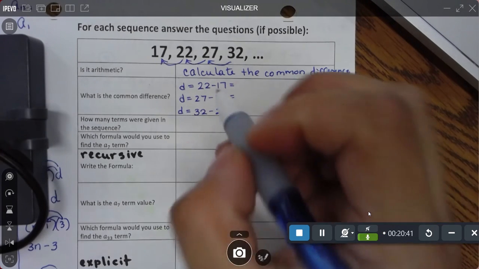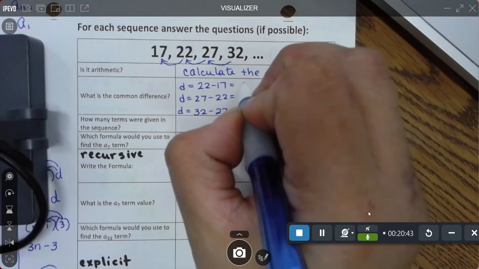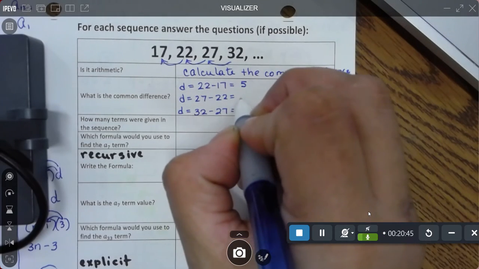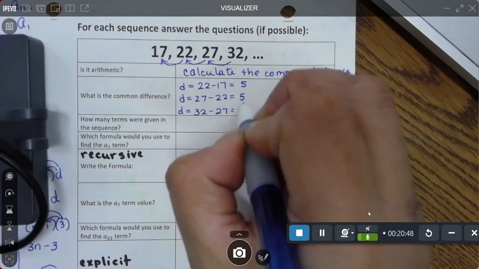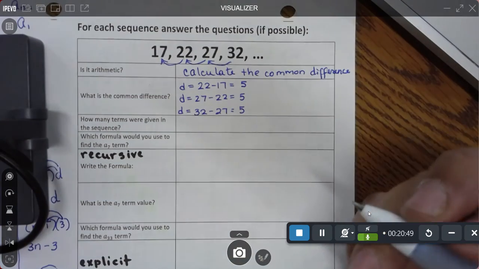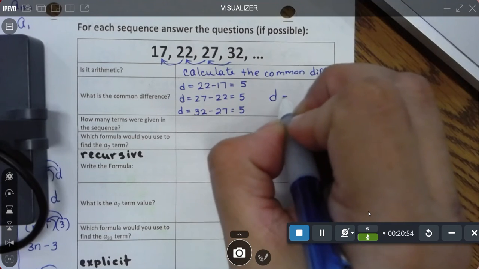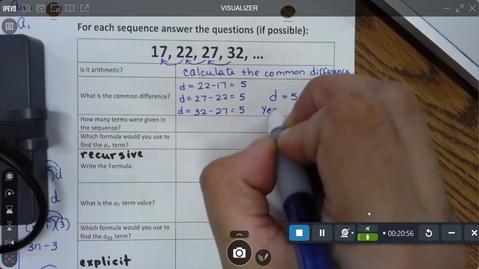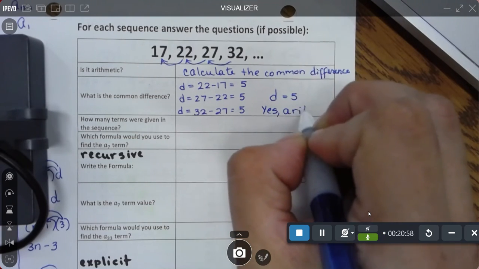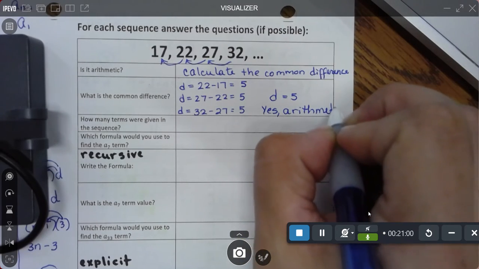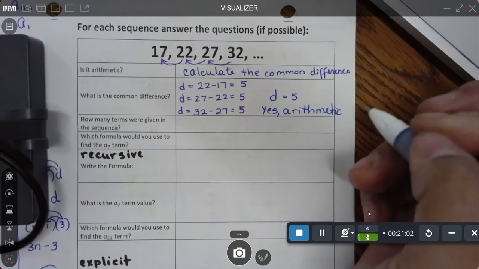All right, so what's the common difference on the first one? Positive 5? Yeah. And the next one? And the last one? Okay, so would you say this is arithmetic? Yes. What is the common difference? d equals 5. Yes to arithmetic. There, you just answered 2 questions on the test.